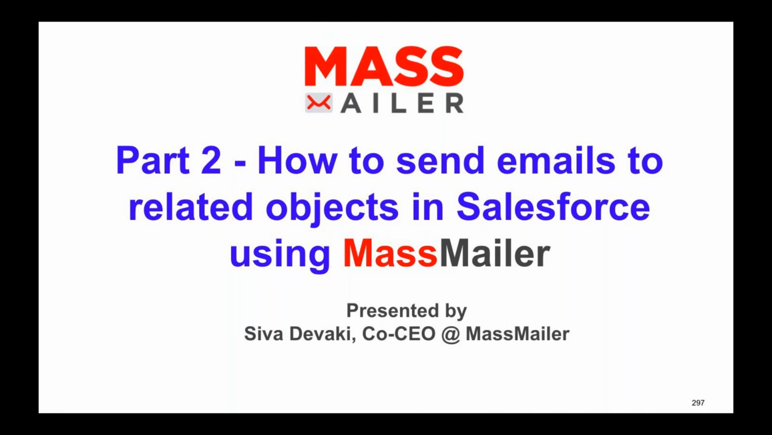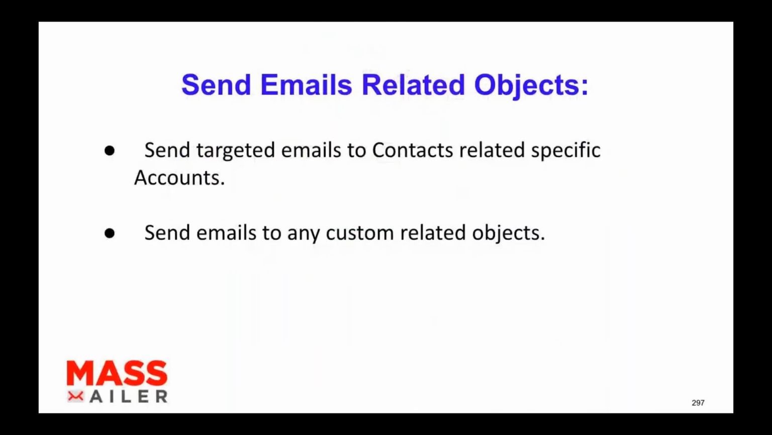Today we're going to talk about part two of the topic that we started last week on how to send emails to related objects in Salesforce using MassMailer. So we'll continue the same session. Today we're going to talk about how to send emails to contacts if the contacts are related to a specific account. So basically, you're sending out emails from a parent object to the child object. And also, if you have custom objects that are interrelated to each other, how do you send emails to them? So we're going to cover these two topics today.